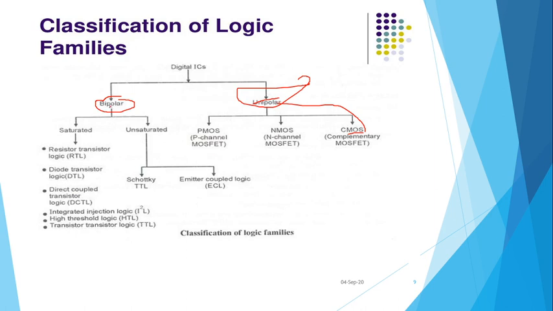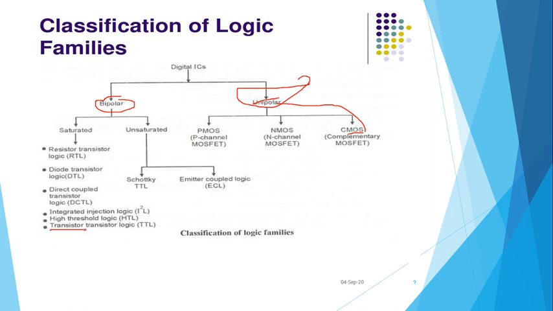Then coming to bipolar, we have something called saturated and unsaturated, right? In the saturated, we have resistor transistor logic, where we use the combination of resistor and transistor. Then we have DTL, diode transistor logic. Then we have DCTL, direct coupled transistor logic, right? Then I squared L, integrated injection logic, high threshold logic, and this one is important.